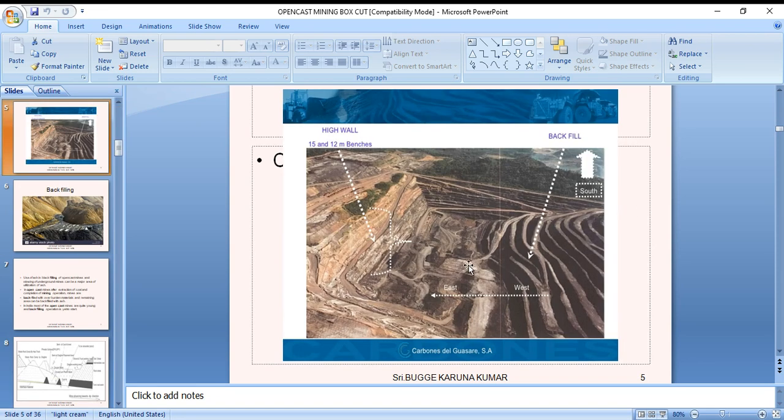So now I am showing here a typical open cast mining system. Here we observe the high wall, backfilling, east, west, and what are the activities there? See, observe here.